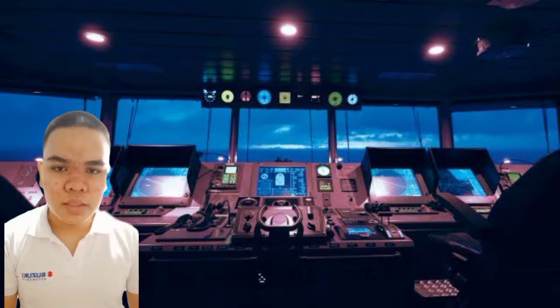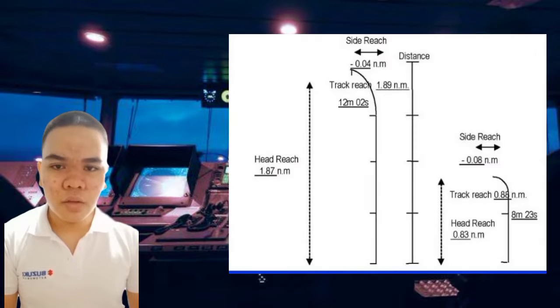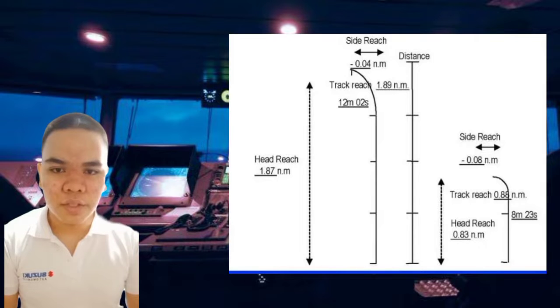The first is head reach and track reach on loaded condition using crash stop. So what is head reach? Head reach is the total distance traveled in the original direction. The second is track reach. Track reach is the total distance traveled along the actual path followed by the ship. An idea of distance traveled and the time taken can be achieved by studying the following cases.